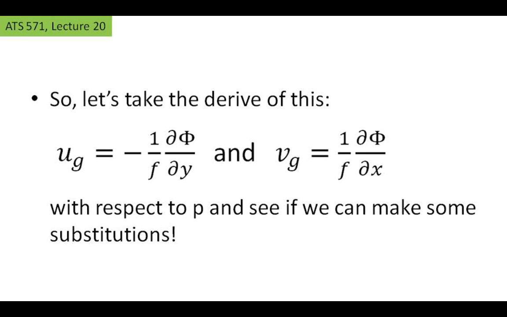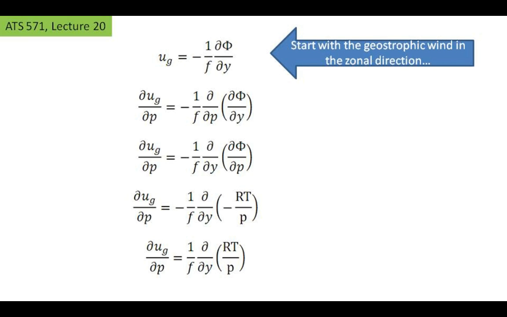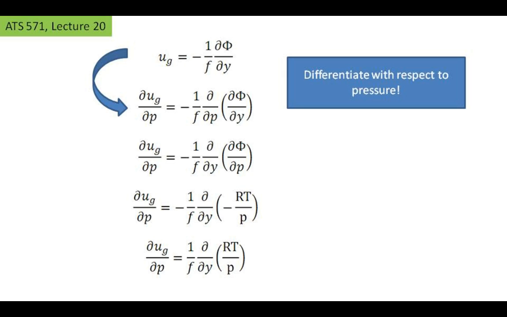For the derivation, what we're going to do is take the derivative of these terms with respect to p, and then see if we can make some substitutions to get this in terms of the change in the geostrophic wind with respect to height. So we're going to start with the geostrophic wind in the zonal direction, and we're just going to take the derivative of both sides with respect to pressure. You can see on both sides that it took partial p.